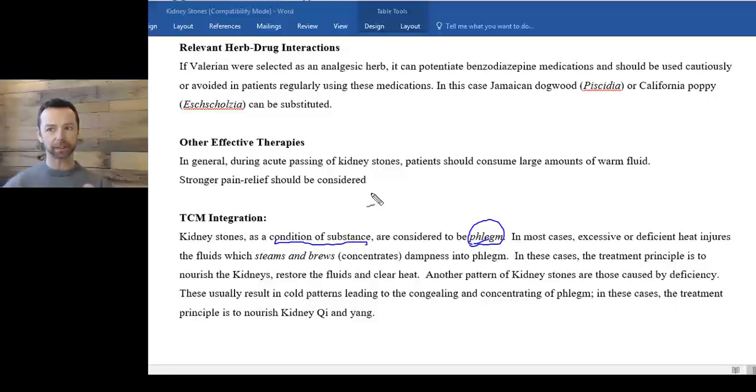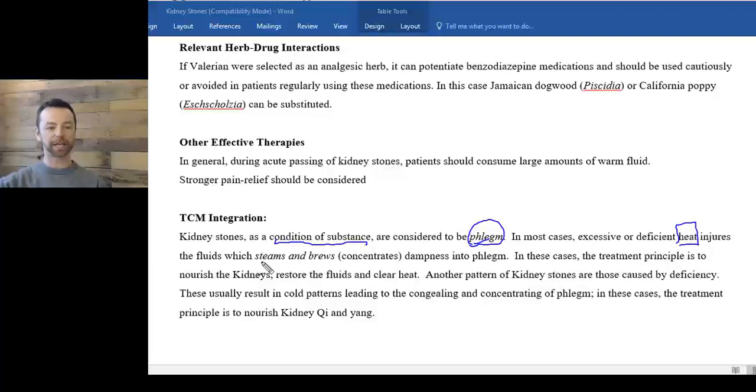So when we have conditions of substance, when we have something that already has form, it's a lot more work to try to make that arrow go the other way. Sometimes it's possible, sometimes it's less so. So in these cases of kidney stones, it's excess or deficient heat. Usually it's heat, it doesn't have to be, but usually it's heat that forms the kidney stones.